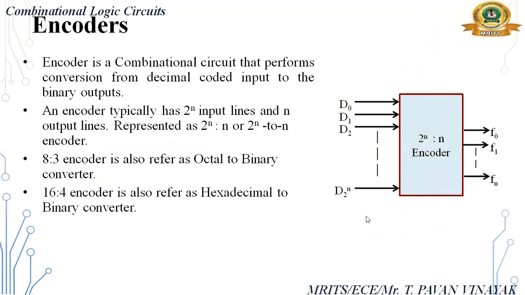So this is the general block diagram. We have 2 power n inputs, numbered 0 to 2 power n minus 1. This is the encoder.